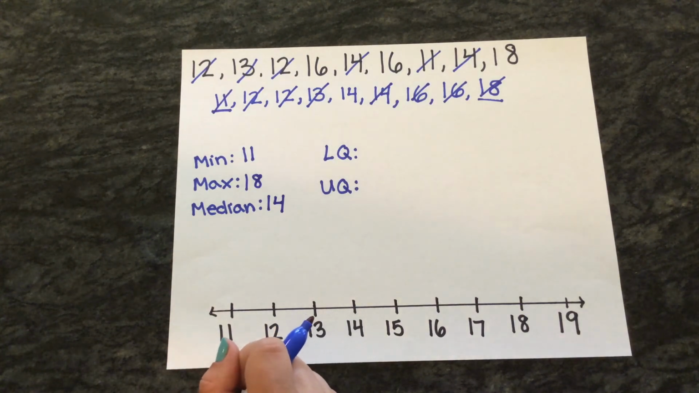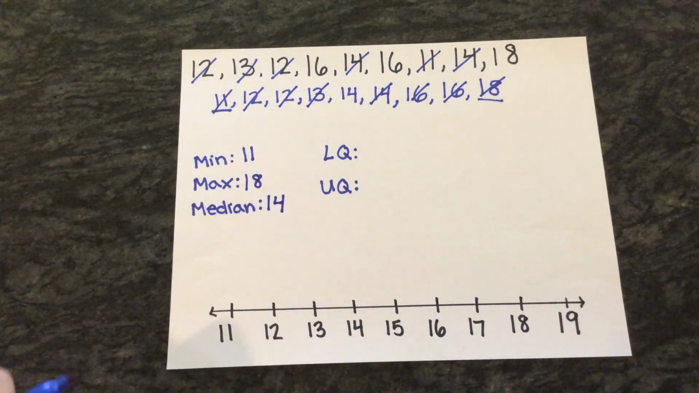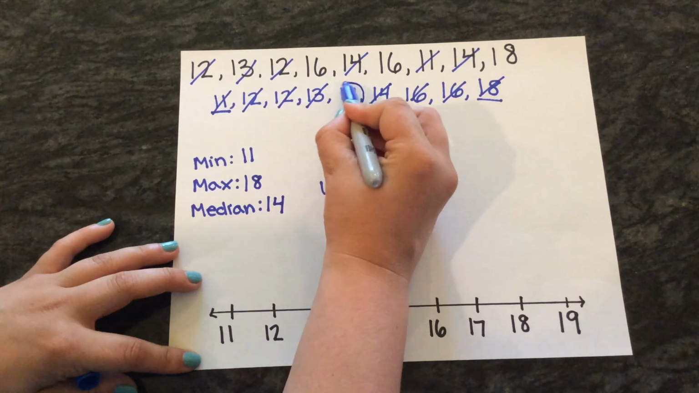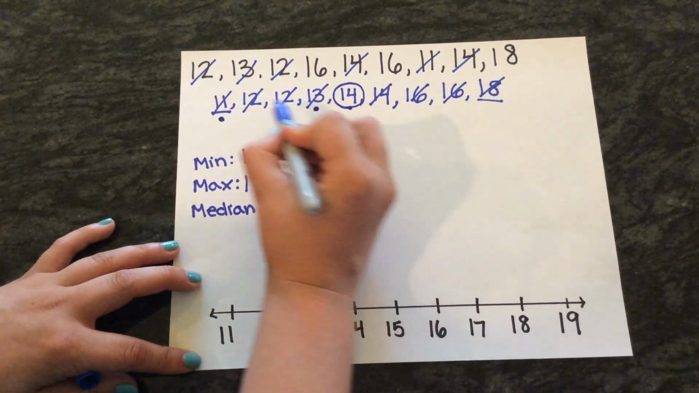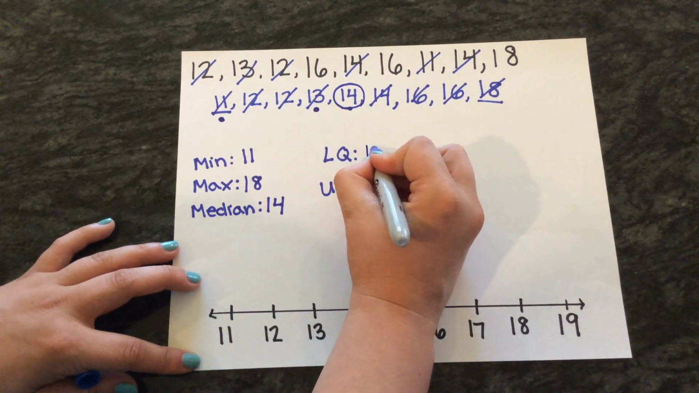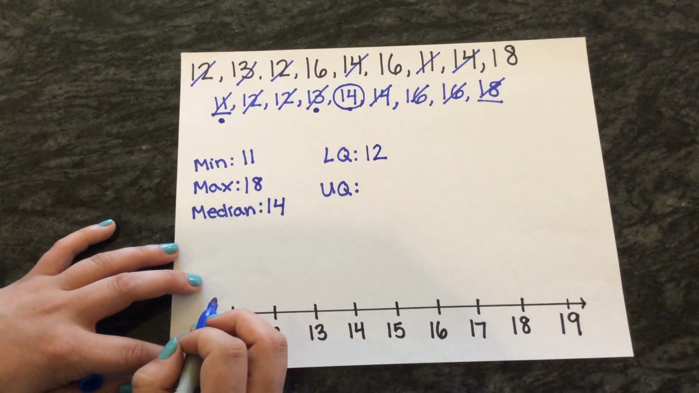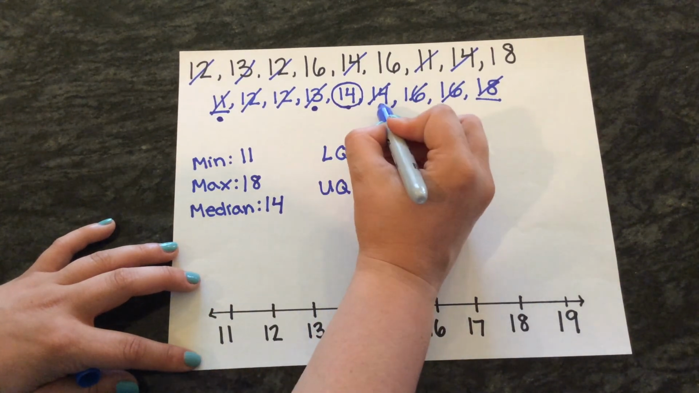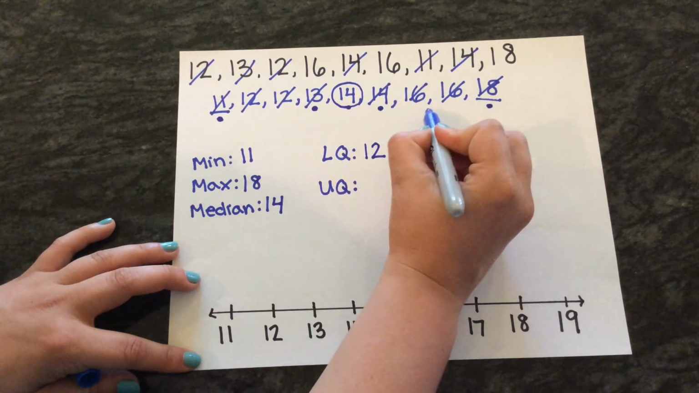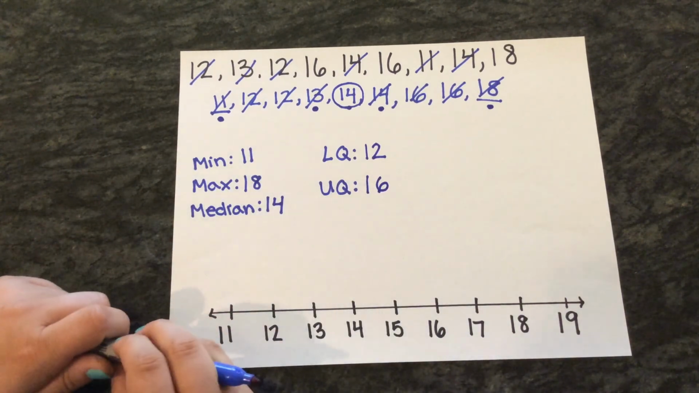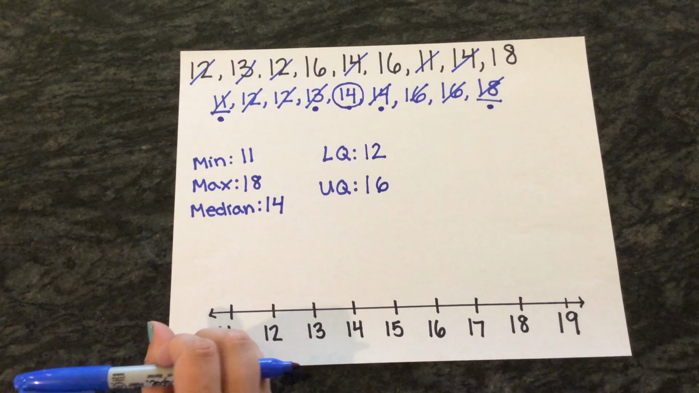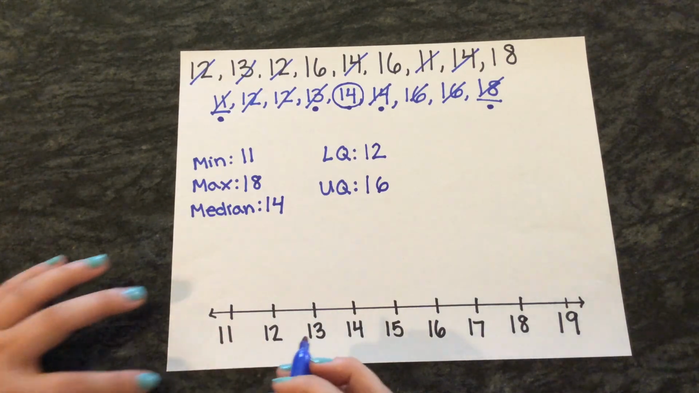Then I'm going to find my lower and upper quartiles. Remember, do not include the median. So this was my median. I'm not going to include that. My lower quartile is 12. My upper quartile is 16. I am now going to create my box and whisker plot with my 5 numbers.